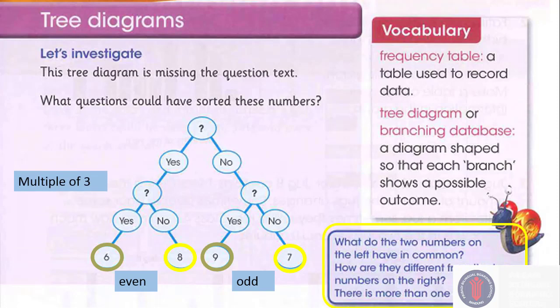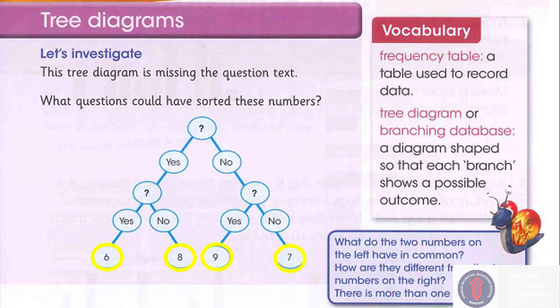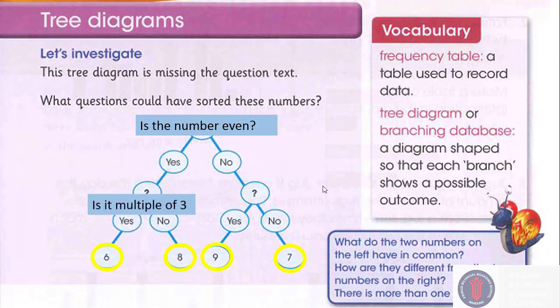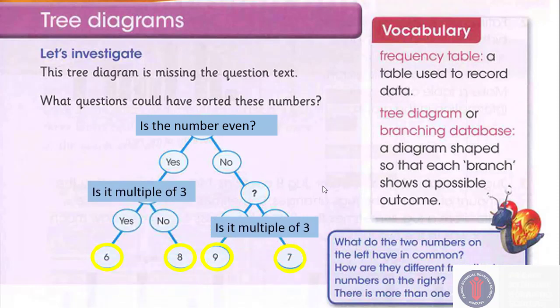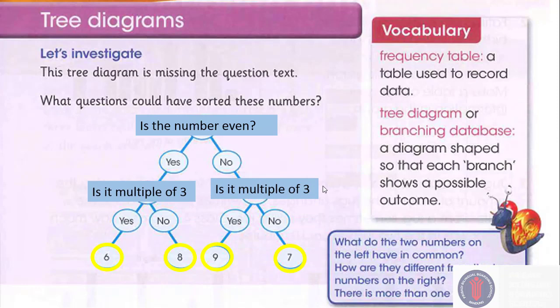So, based on our finding, we can complete this tree diagram like this. 6, 8, 9. So at the top, is the number even? So 6 and 8 are even. 9 and 7 are odd. And then, is it a multiple of 3? And this one has the same questions. Okay, copy this one to your notebook.